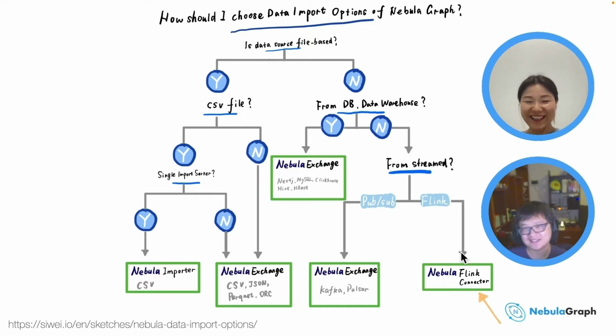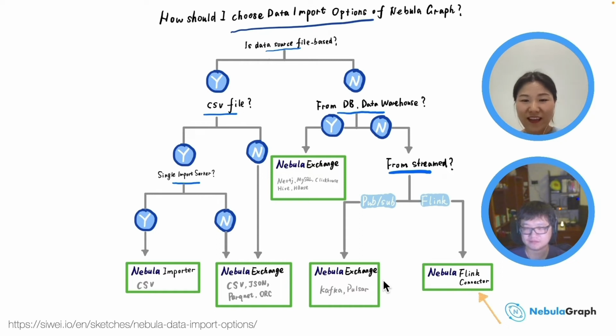Okay. It's understandable for me, even though I don't know such complex structure about this. I can understand it now. So thank you for the explanation. If I understand correctly, for streaming data, if it's from Flink, the Nebula Flink connector should be used, and if the data is from Kafka or Pulsar, Nebula Exchange can be used. Am I understanding right? Yes. Okay, got it.